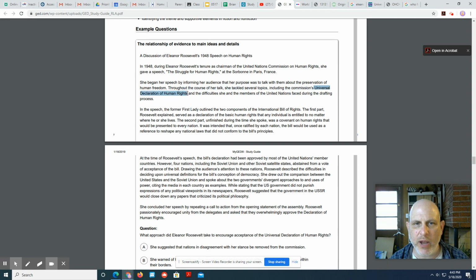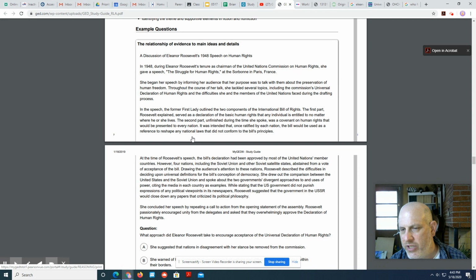Declaration of Human Rights. Universal means it applies to all over the world. Declare means to state human rights. By the way, where does this come from? Where do these ideas come from? And when we look down, you'll see we looked at some point this term, it was a long time ago, at the Declaration of Independence. It all comes from the Declaration of Independence.